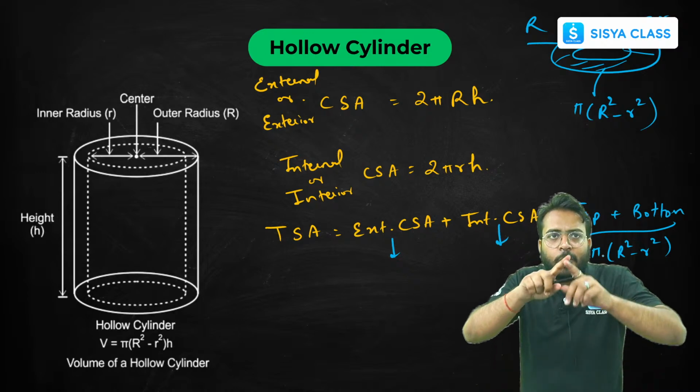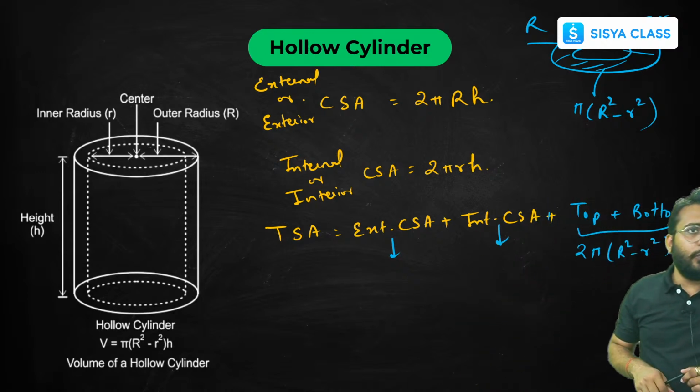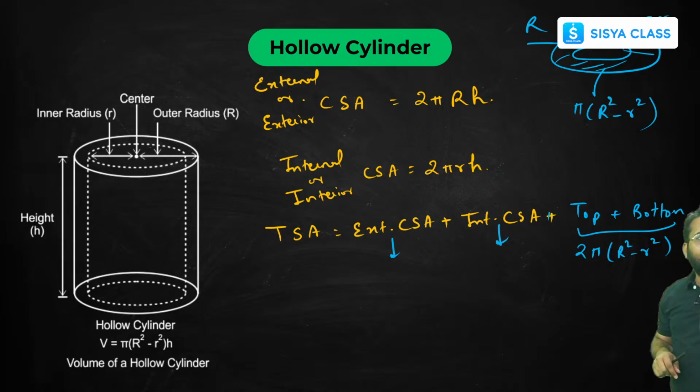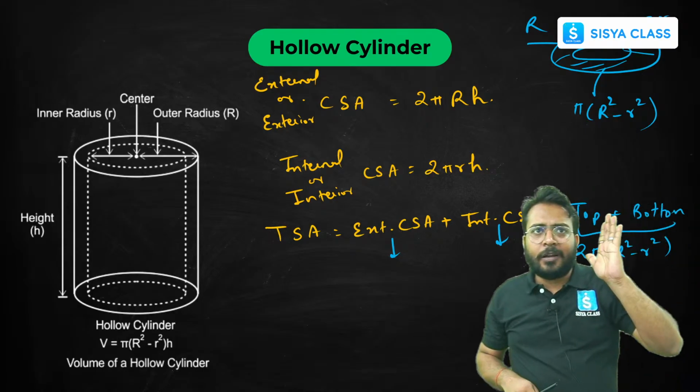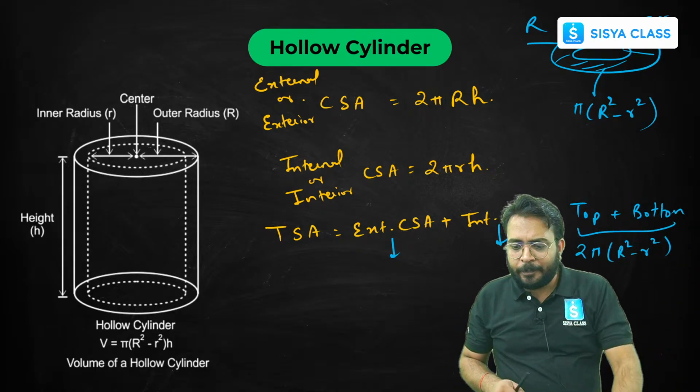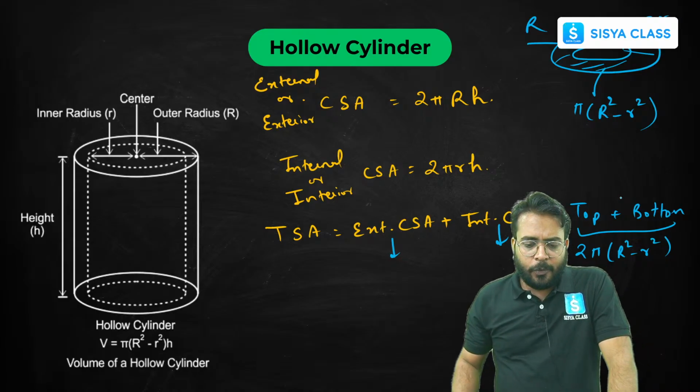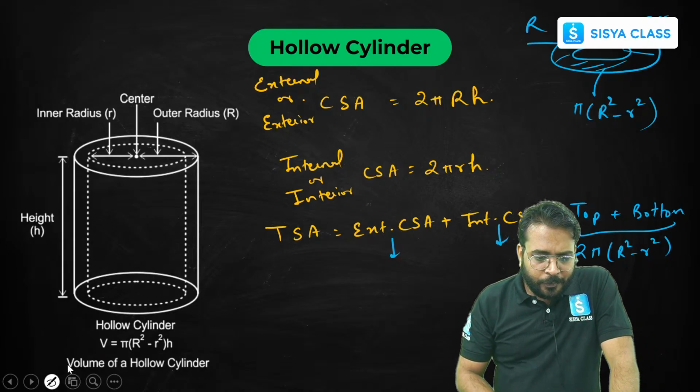Your curved surface area, the exterior one, the interior one, plus this one, this whole together is going to give you the total surface area of your hollow cylinder. So this is going to be the area of top and bottom. The area of the top is going to be π(R² − r²). Now, how to find out the volume?